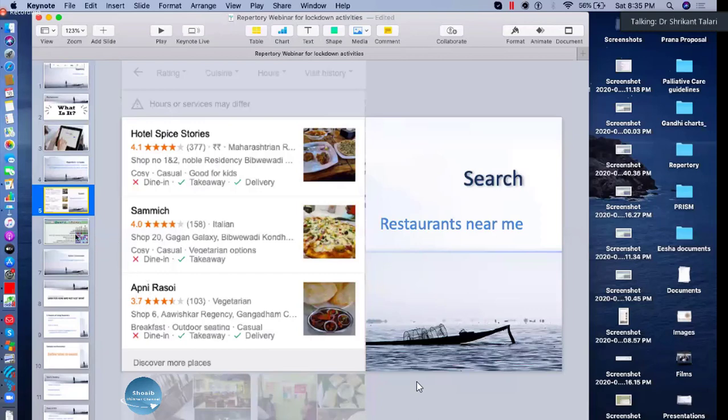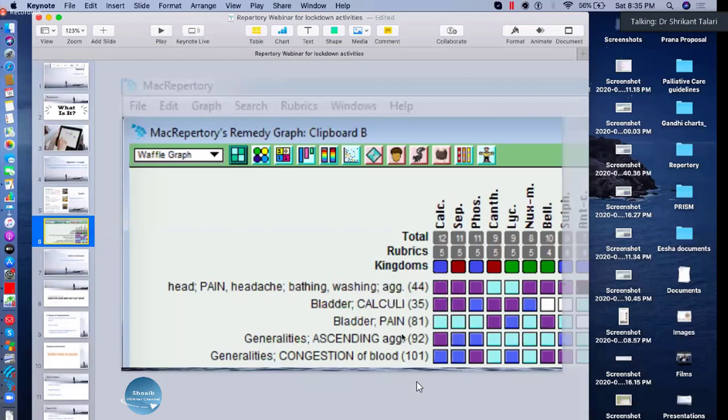So similarly, what happens in repertory is that we ask the repertory to find a group of remedies which cover the whole symptom picture of the patient. So we see here that calcarea, sepia, phosphorus, cantharis, lycopodium, nux vomica cover all the symptoms. But similar to what Google does, there is gradation, there is rating given. Calcarea has higher rating even though it covers all the symptoms like sepia. Now this is where it becomes slightly different.